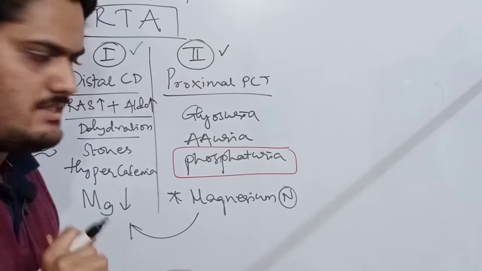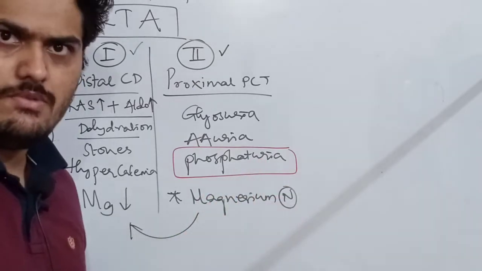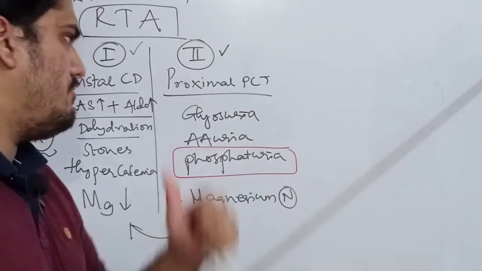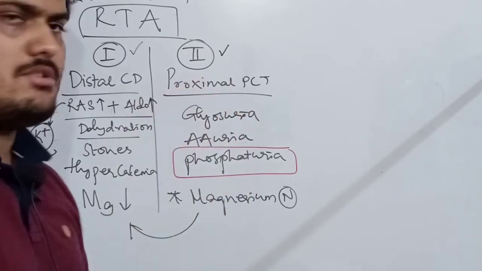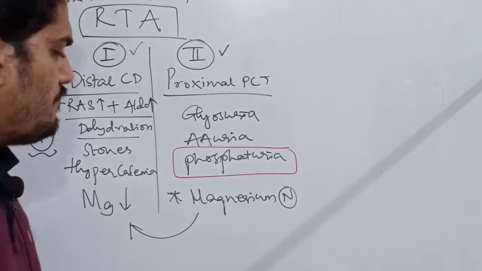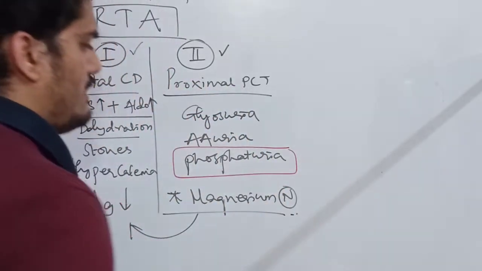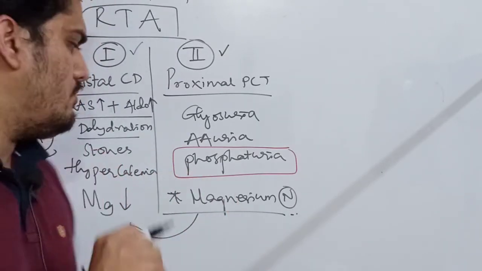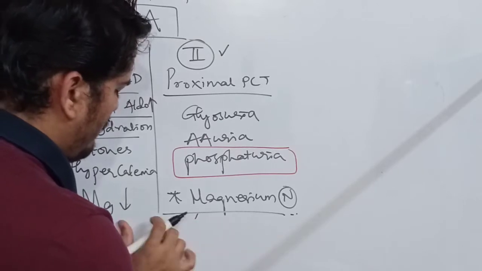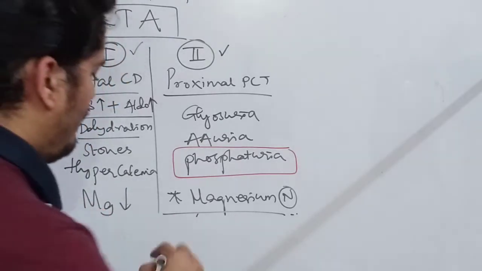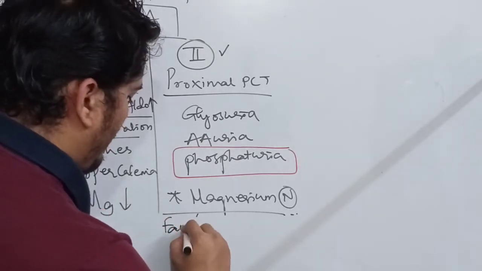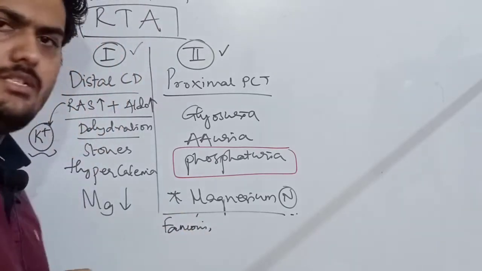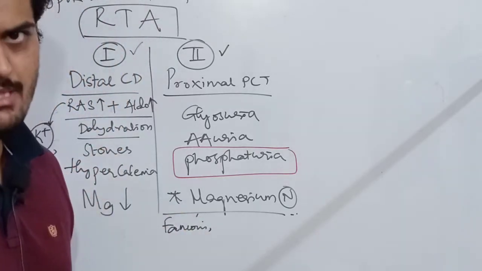And if the question says that there is a presence of phosphaturia, aminoaciduria and glycosuria, the diagnosis becomes RTA type 2. And RTA type 2, that is PCT damage, again has a vast majority of causes. There are 4 to 5 very important causes. First one is Fanconi syndrome, which causes pathology in the PCT.